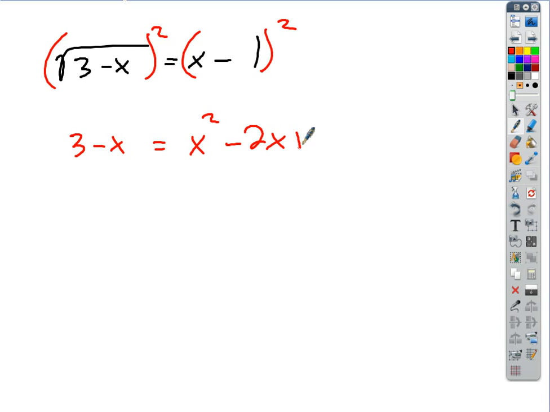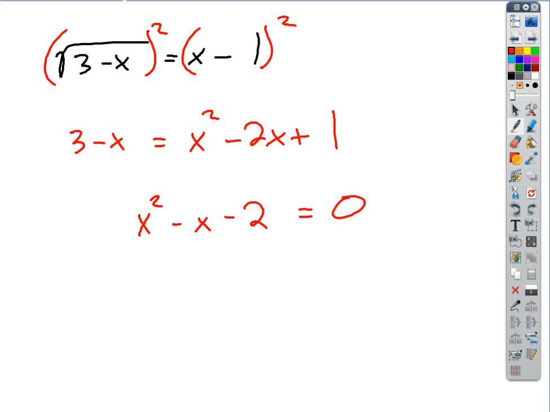Now what do I do? I just FOILed it out. There you go. So now what do I do to solve that? That looks pretty familiar. That looks like a plain old chapter 5 problem. Add x and subtract 3. Good. Set it equal to 0. So we'll add x and subtract 3, and that's going to give me x squared, minus 2x plus x is just minus x, 1 minus 3 is negative 2, all equal to 0.